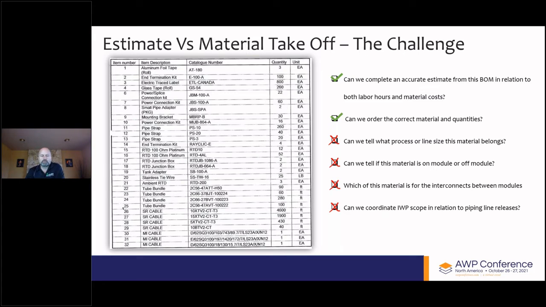However, we cannot tell what process or line size this material belongs to. We can't tell if this material is on module or off module. We can't tell which of this material is for the interconnect between modules. We cannot coordinate the EHT IWPs with lineal equipment releases from the mechanical trade. So although we can have an absolutely accurate estimate in cost and hours, to create buildable work packages, this bill of material information provides us no value in planning our work.